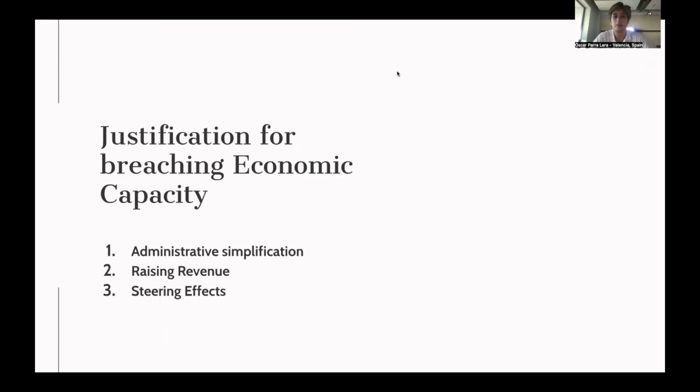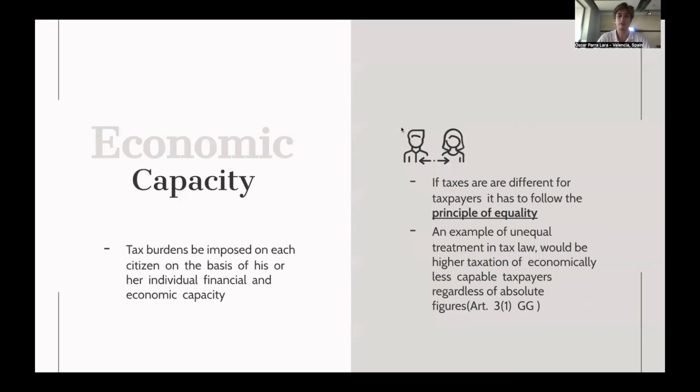So now I'm going to explain the justifications for breaching the economic capacity by the city of Konstanz and if the court accepted the justifications. Basically, both the court and the city raised three different justifications for breaching the economic capacity principle. The first one was administrative simplification, the second one was raising revenue, and the third one was a steering effect.